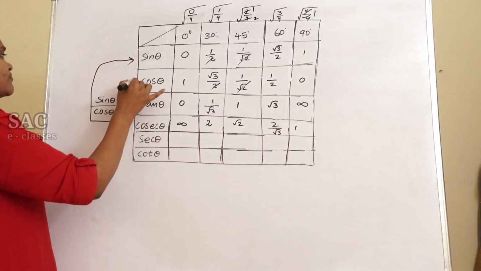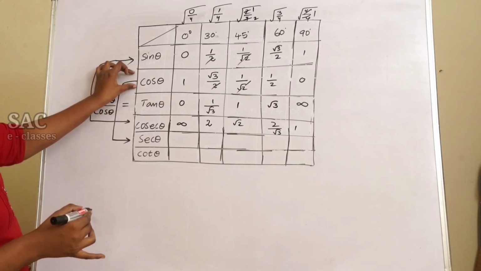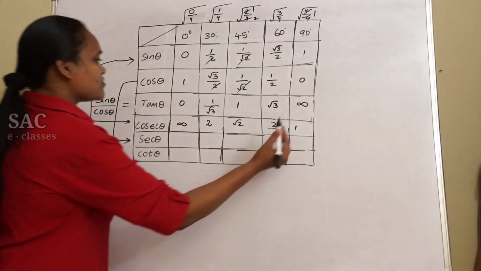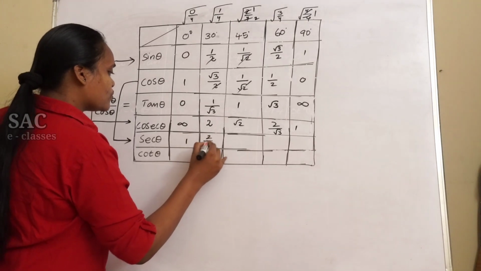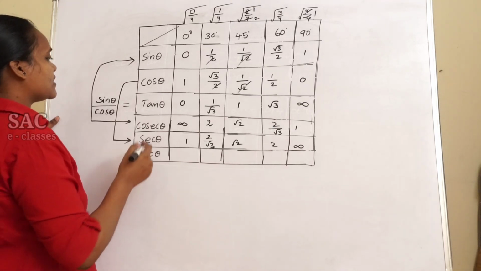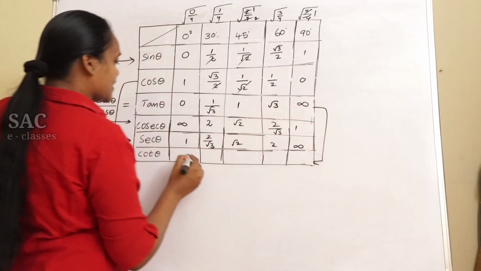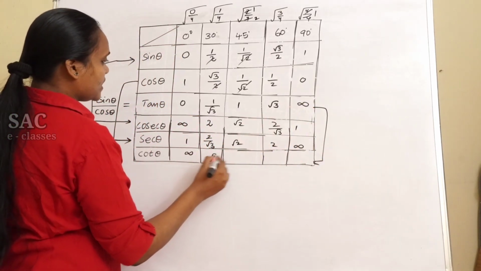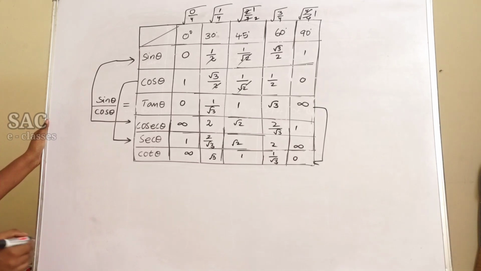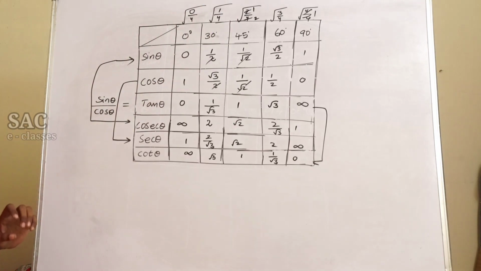Then we know that the reciprocal of cos is secant. If you reverse the cos values, you will get the secant values. So reversing this: 1, 2 by root 3, root 2, 2 and undefined. Coming to cot, cot is the reciprocal of tan, or reversing the tan values also gives it: infinity, root 3, 1, 1 by root 3 and 0. These are the standard angle table values for 0, 30, 45, 60 and 90.